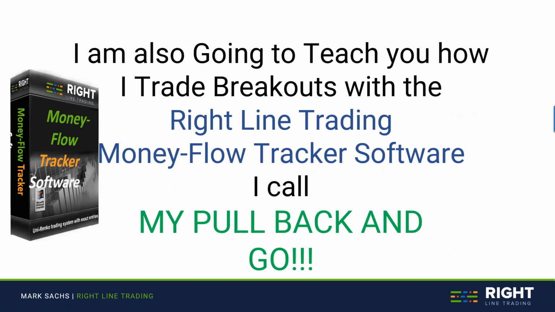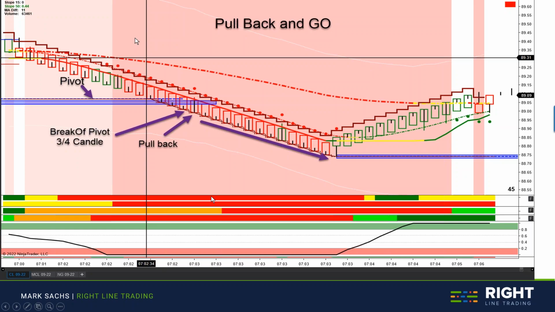So I'm going to teach you how I trade breakouts with the money flow tracker, and I call this the pullback and go strategy. And we sidestep a lot of trades with this strategy. Actually, today, I believe we sidestepped 4 losing trades using this strategy. So what are we looking for?